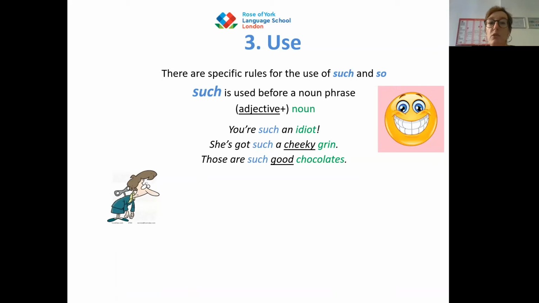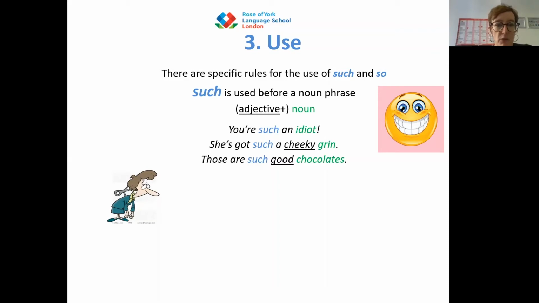And the last one, "those are such good chocolates." So you don't see the article there, like you see in "an idiot" or "a cheeky grin." You don't see the article because "chocolates" is plural. So we don't use the article in this case. This is to show that you can use "such" not just with singular nouns, but also with plural nouns like chocolates.